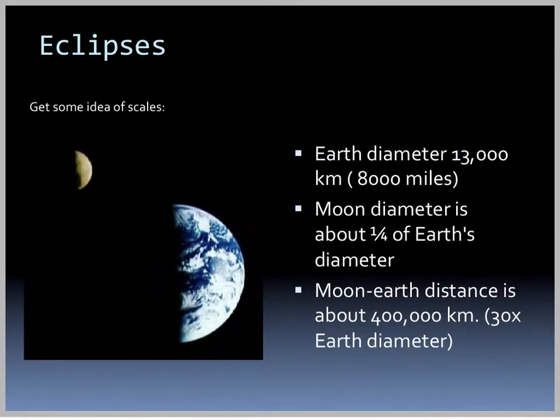So this picture here is going to give you some idea of the scales. Here we have Earth and the moon. This is not how close they are to each other, but it shows you an idea of how big they are compared to each other. The Earth's diameter is about 8,000 miles, 13,000 kilometers, and the moon's diameter is about a quarter of that. The Earth-Moon distance is about 400,000 kilometers, or 30 times the Earth's diameter.